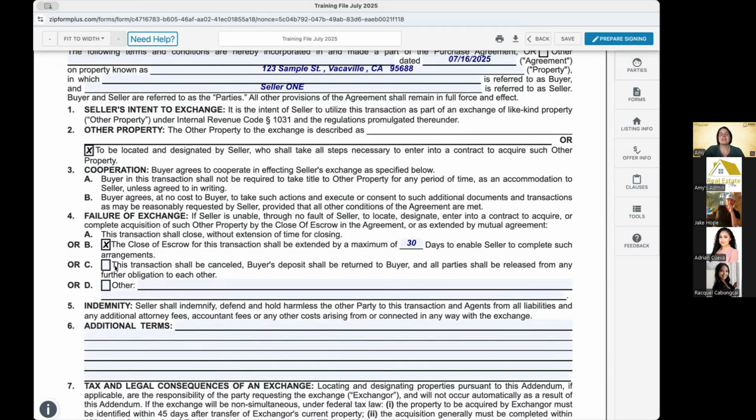So this gives the seller the option to cancel the transaction if they can't find a property to exchange. Or D is other, and you can fill in the blank with the seller's desires. So those are your options under section 4, failure to exchange. Default is it's going to close without an extension of time. B is you can extend the close of escrow. C is you can cancel, or D is other.